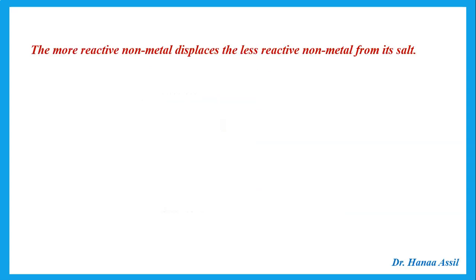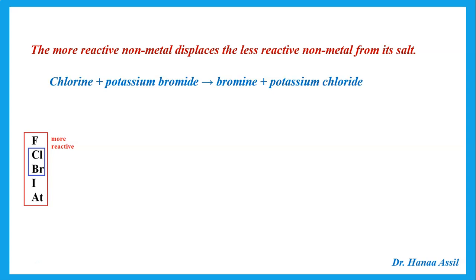Remember that the more reactive nonmetal displaces the less reactive nonmetal from its salt. So which one here is more reactive? The one up. And that means the one up will displace the one below it. So if I have chlorine plus potassium bromide, the chlorine is more reactive. It will displace the bromide to form bromine, and you should know that chlorine as a gas is green.